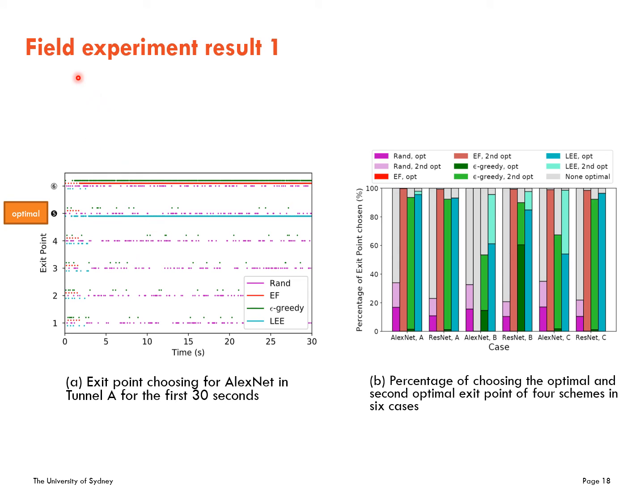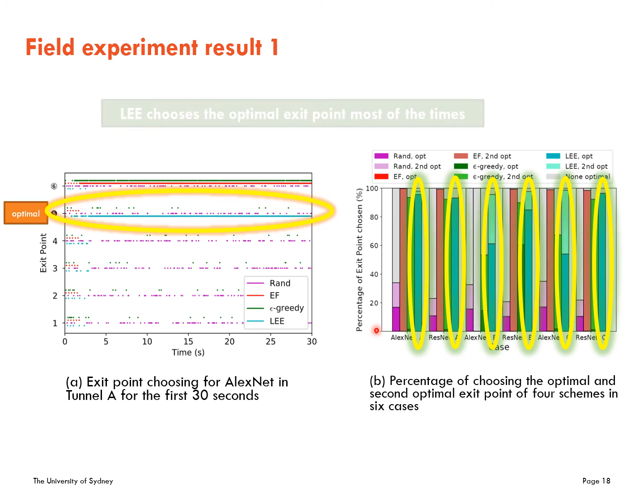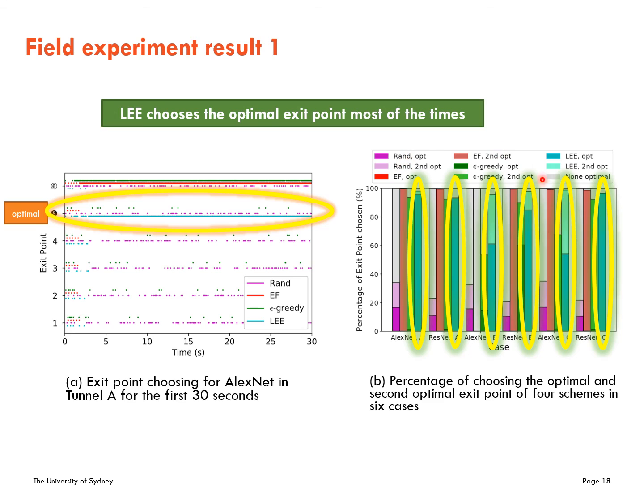So here is the field experiment result. First, on the left, we compare the exit point choosing for AlexNet internal A for 30 seconds. We can see the Aoe always chooses the optimal exit point for most of the time. And then on the right side, we have the percentage of choosing the optimal and second optimal exit point of 4 schemes in 6 cases. Aoe is the teal color. We can see that the teal color takes up most of the frames, which means Aoe chooses the optimal exit point most of the time in all 6 cases compared to the other 3 benchmarks.